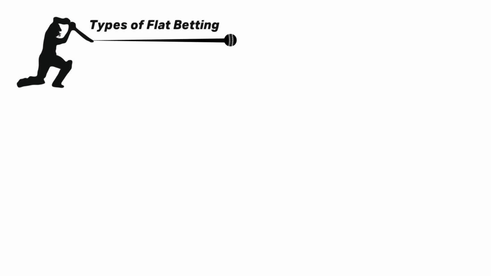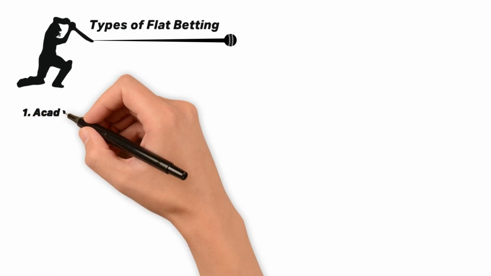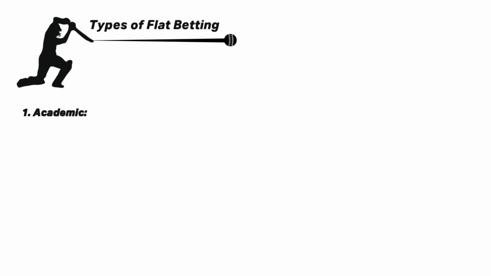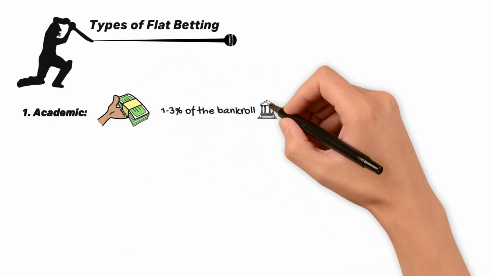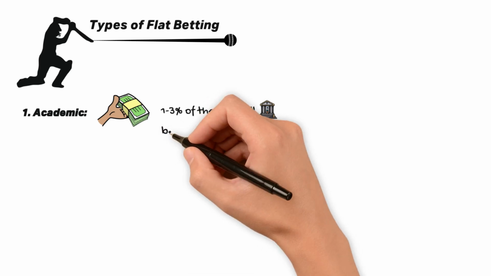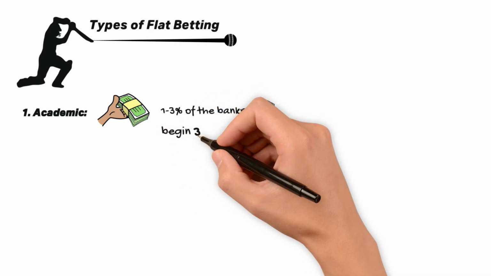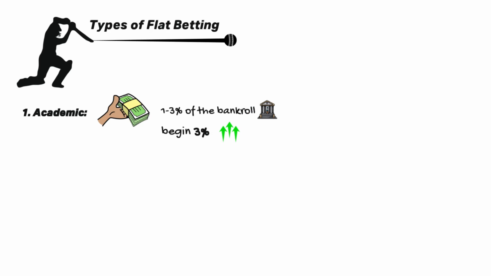Types of flat betting. Flat sports betting strategies are split into 4 types. 1. Academic. The stake size ranges between 1–3% of the bankroll. You can begin betting at 3% and increase the amount if you win a lot of bets. When placing a negative wager, the odds and sums are reduced.